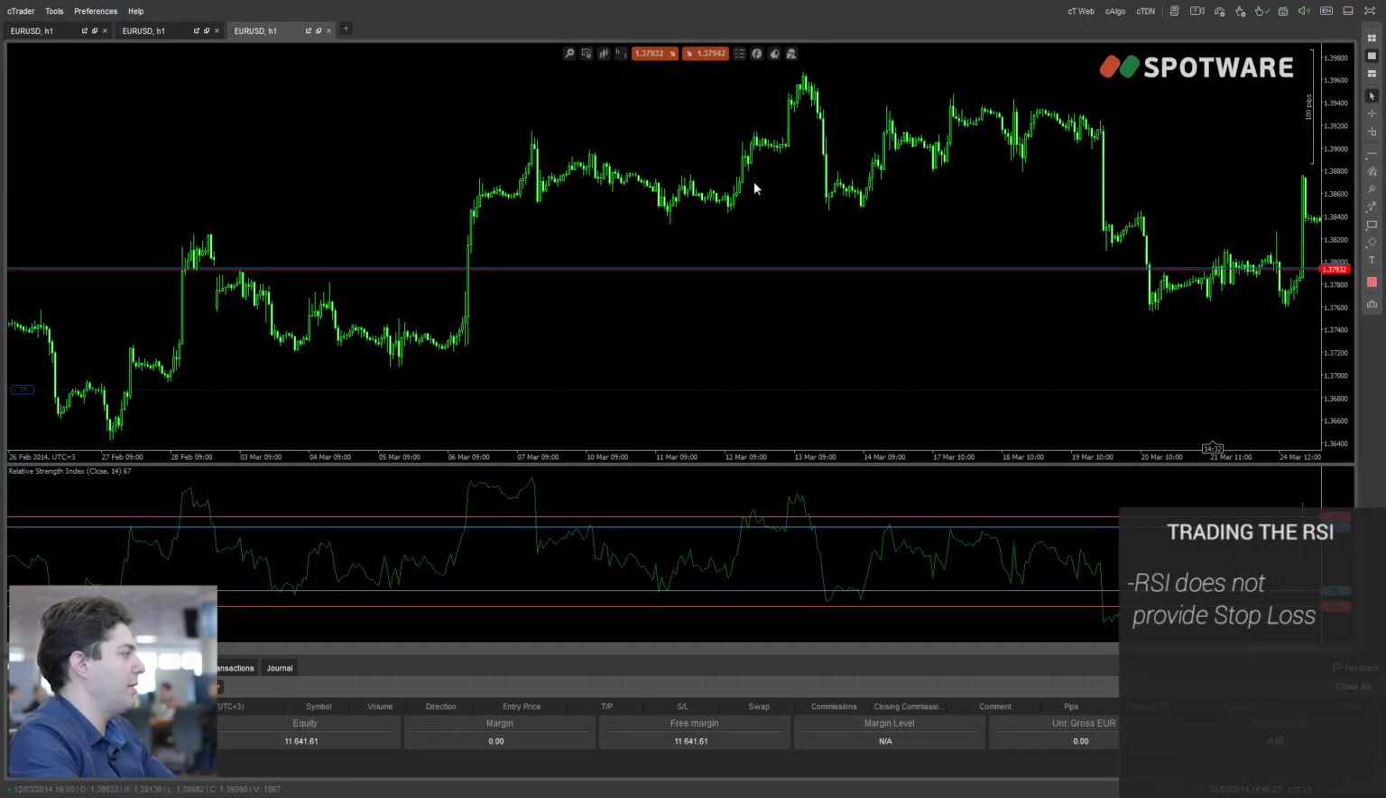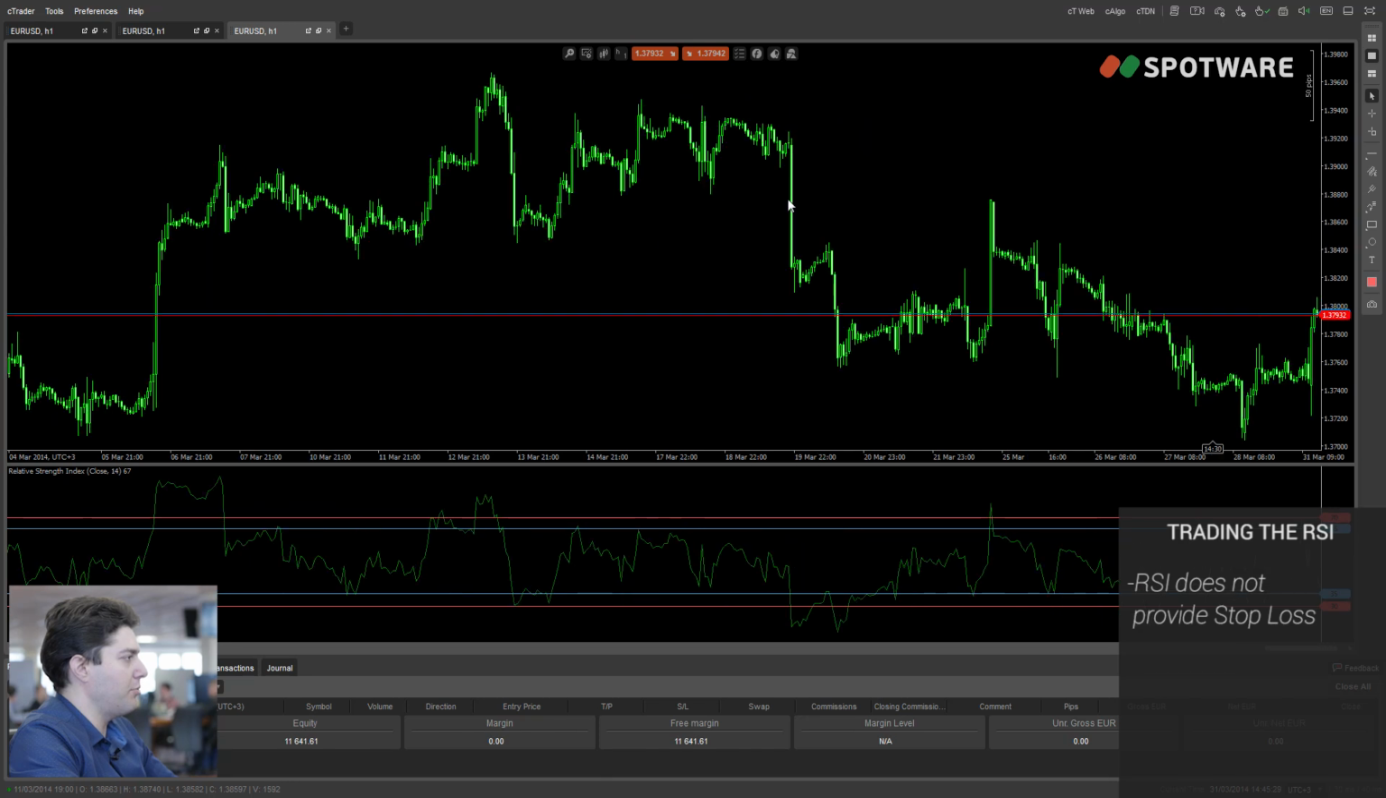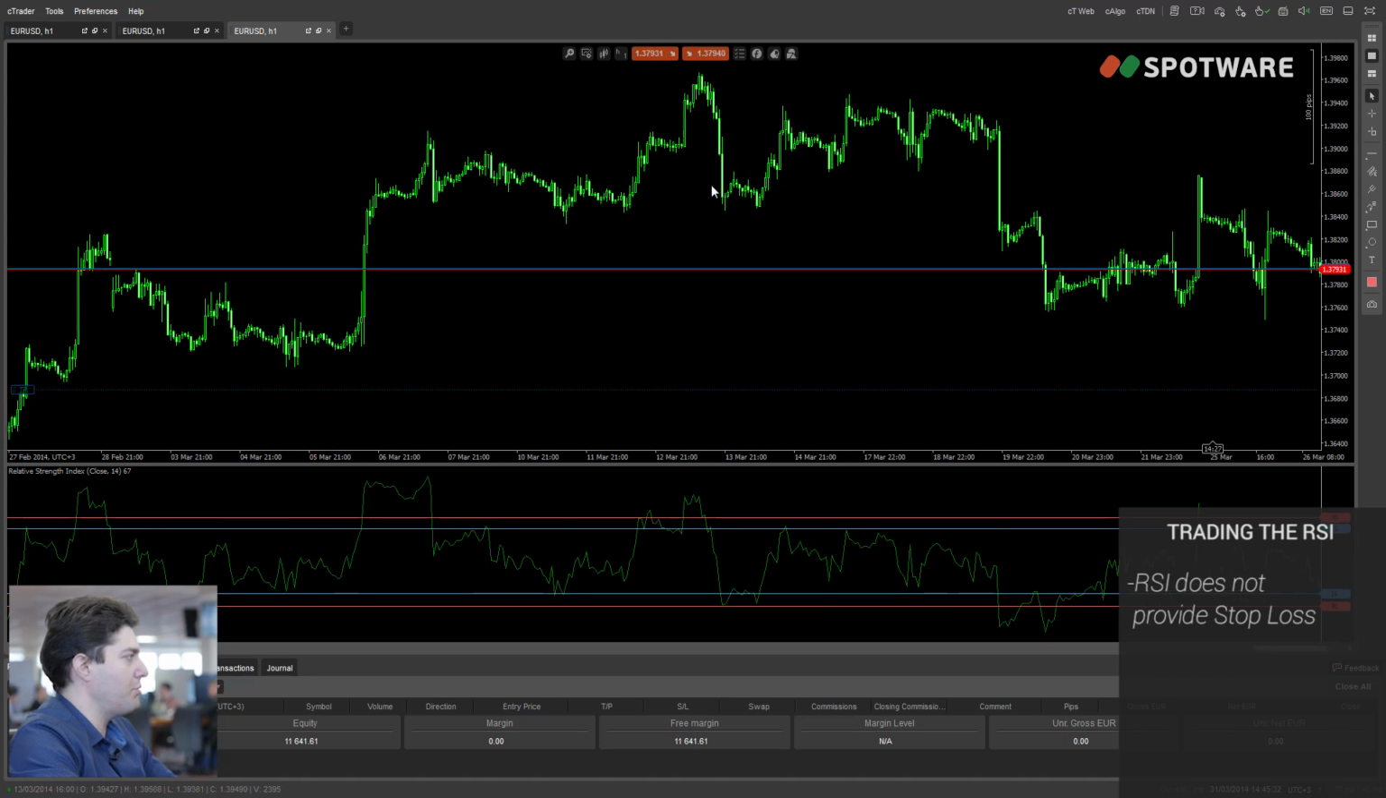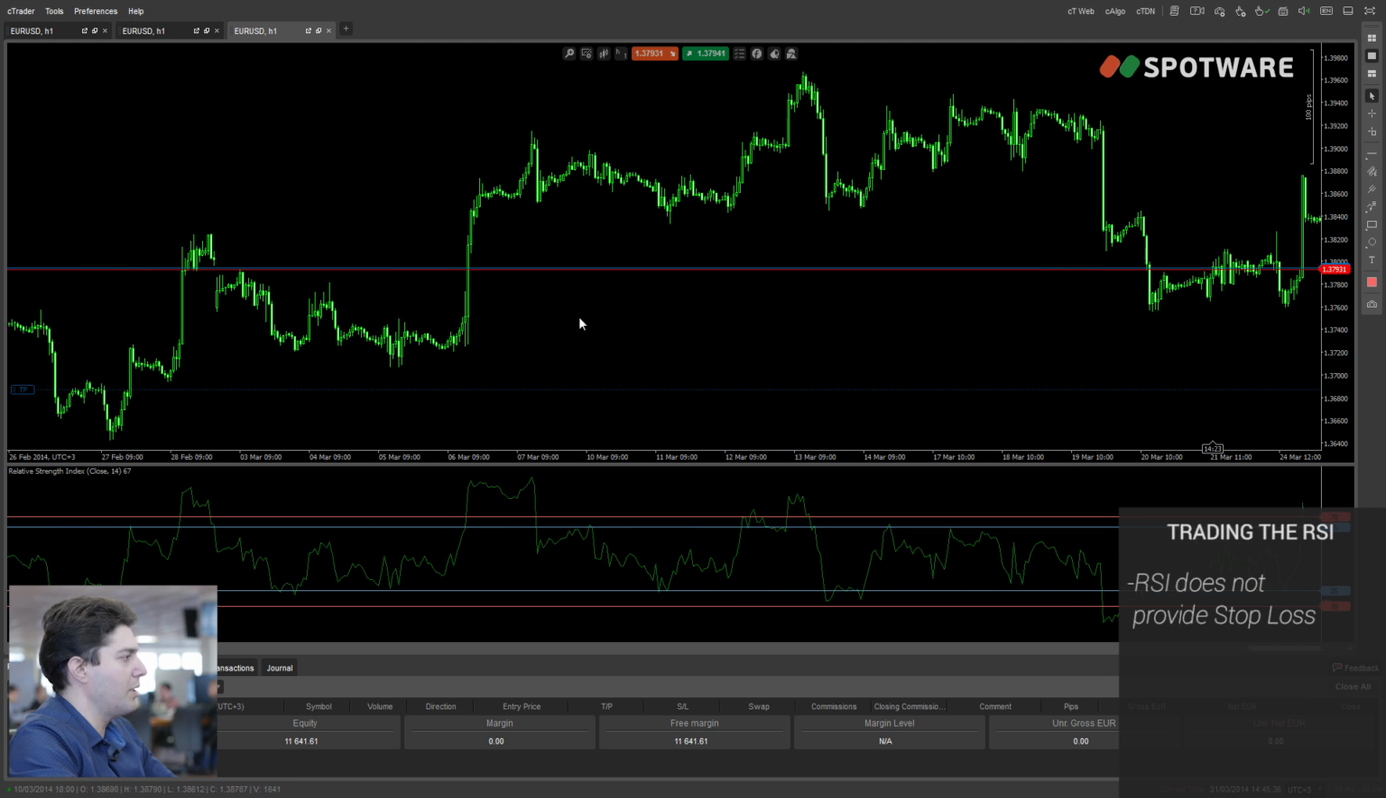Next, you should also be careful about where you're going to place your stop loss. This indicator doesn't give you any places to place your stop loss. So you should be using the popular trading methods: below the candlestick, below the previous swing, the typical stuff.